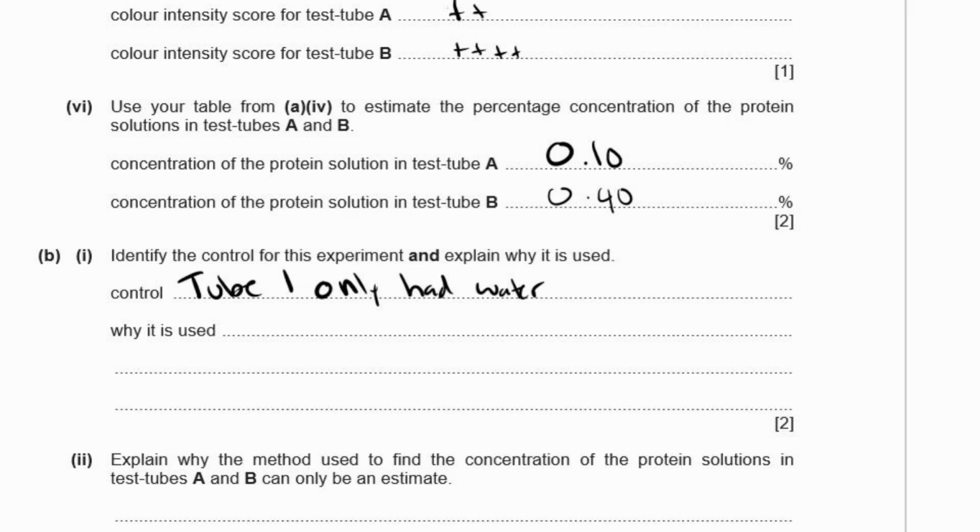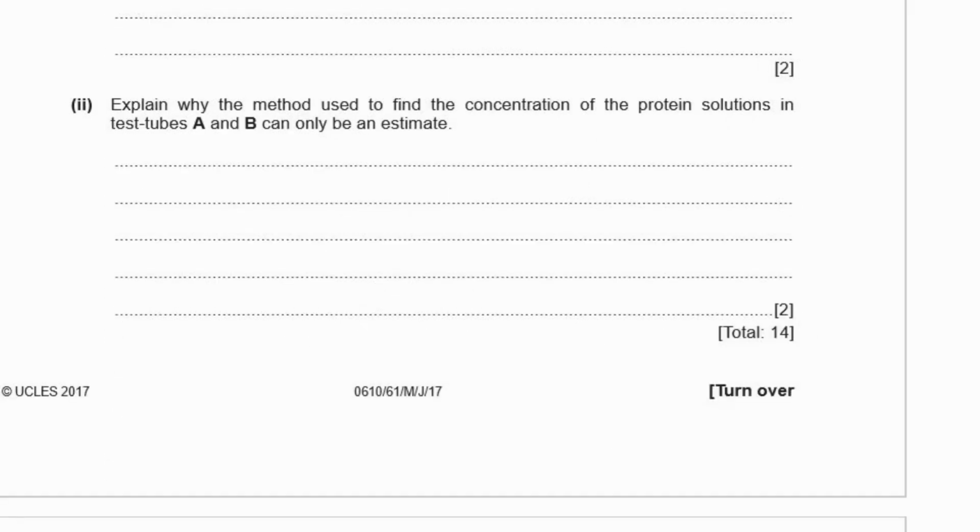And the reason why it is used is to show the color it would change when there was no protein present. So the control is test tube 1, which only had water, and the purpose is to show the color when there is no protein present. All right, good. 2. Explain why the method used to find the concentration of the protein solutions in test tubes A and B can only be an estimate.